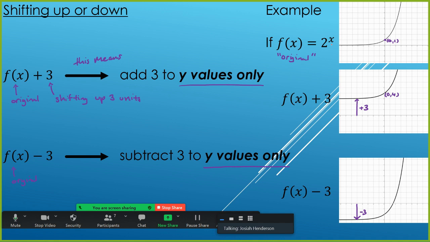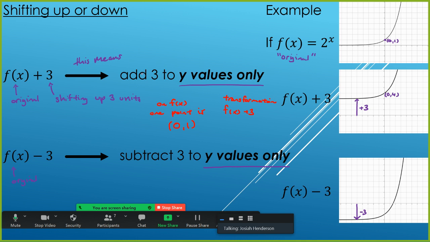So for instance, we look at our original graph, that's our top one here, and I already found 1 point, 0, comma 1. So I'm going to show it in red. On f of x, 1 point is 0, 1. And then we're told to do this transformation, f of x plus 3. I'm going to label it the transformation.